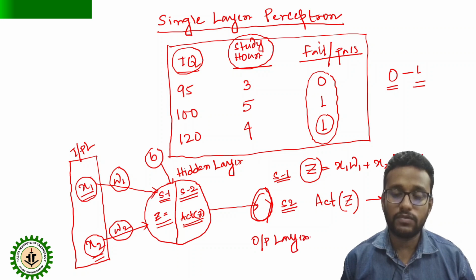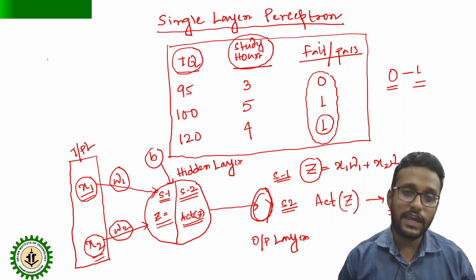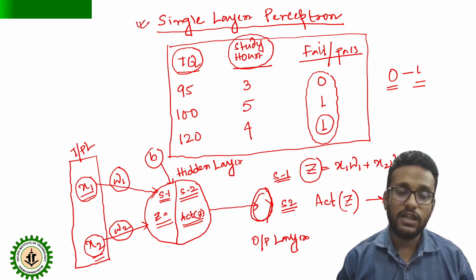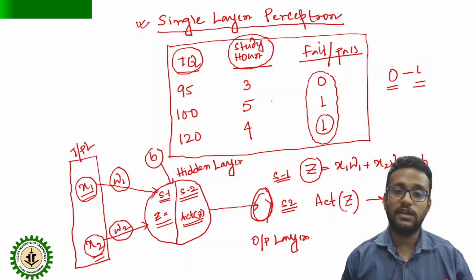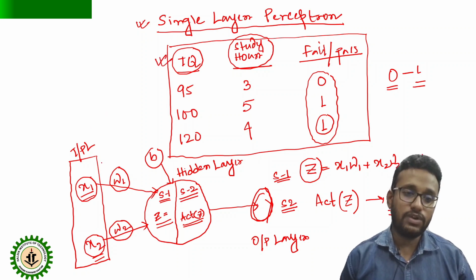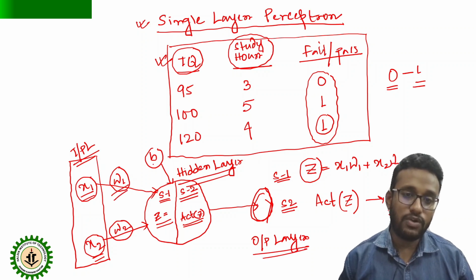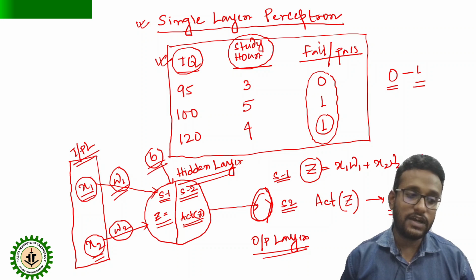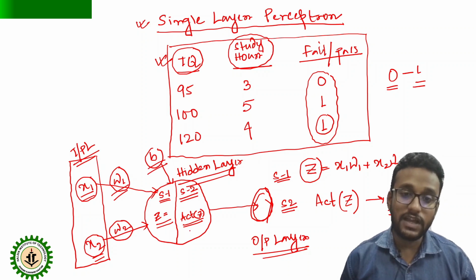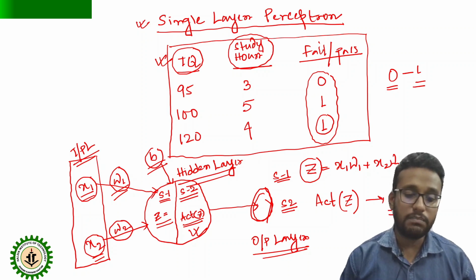So if the question comes in this way, that is, explain the single layer perceptron, then you have to explain it using this kind of example. We have understood the input layer, the hidden layer, the output layer, the weights, the bias, and likewise the activation function. This is called a single layer perceptron.